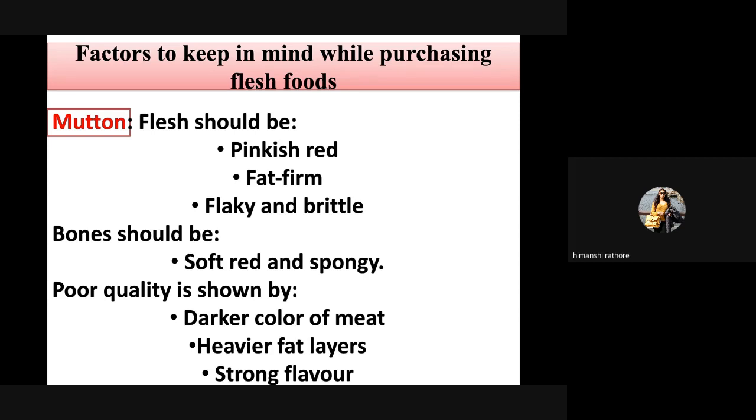So it has to be pinkish in nature, the fat should be firm, it has to be flaky and brittle, and the bones have to be soft, red, and spongy. There should be no foul odor coming out of that, no strong flavor, and the meat color should be pinkish red, it should not be darker in nature.